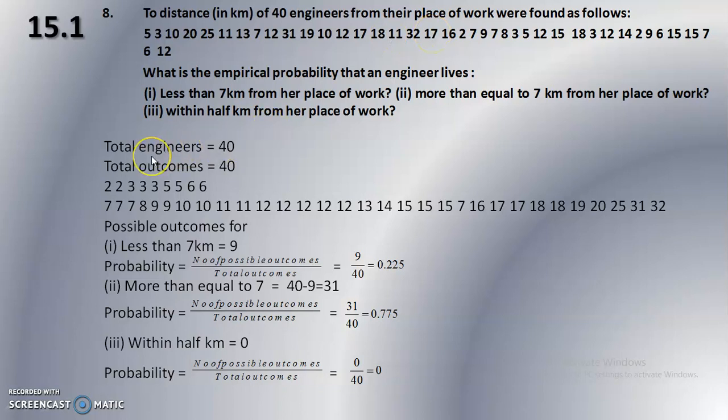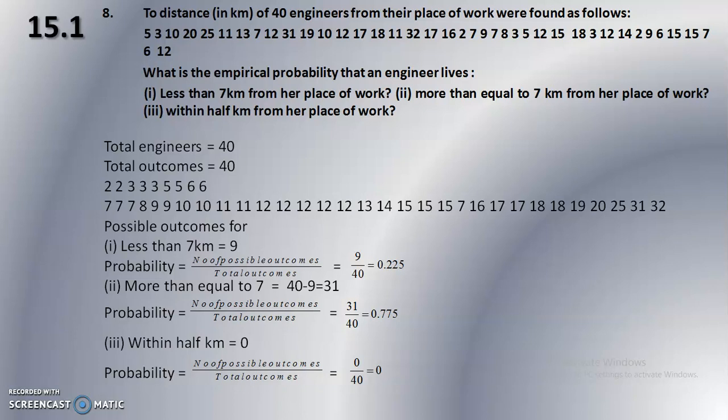So starting the answer, total engineers 40 means total outcomes 40. The numbers I have written here are less than 7 and more than or equal to 7. And the possible outcomes for the first one, less than 7 km, equal 9. So probability equals number of possible outcomes divided by total outcomes equals 9 divided by 40 equals 0.225. Now second question, more than or equal to 7, it's 40 minus 9 equals 31.